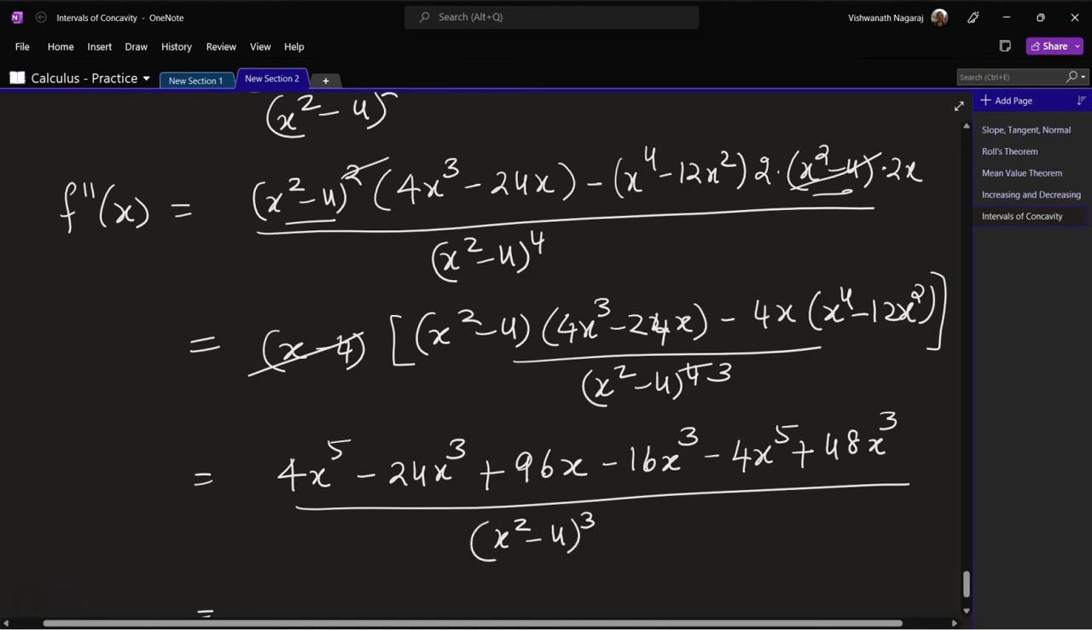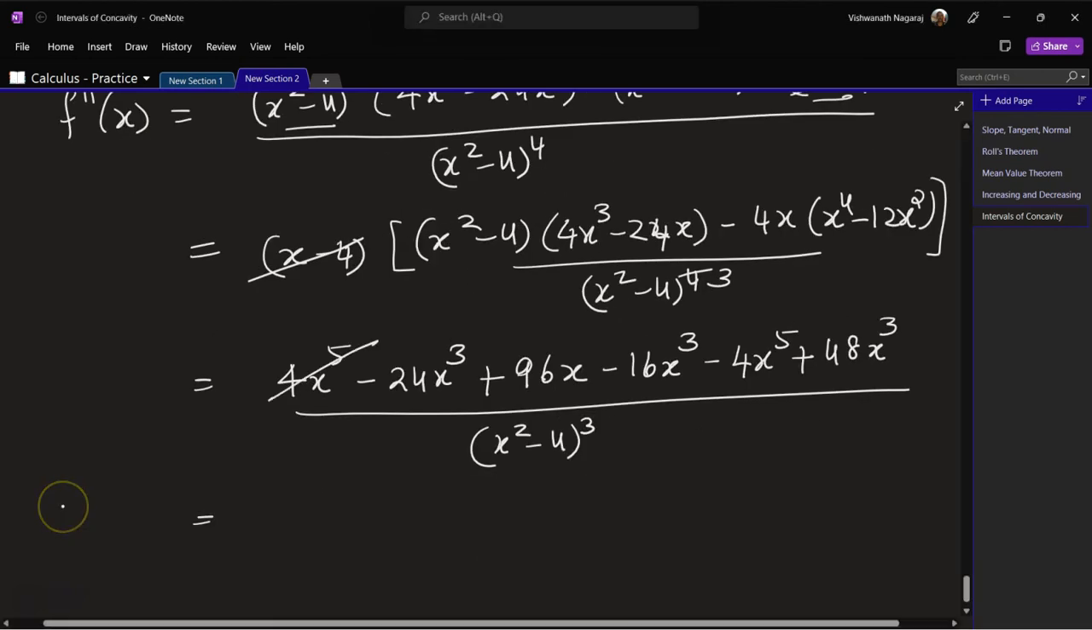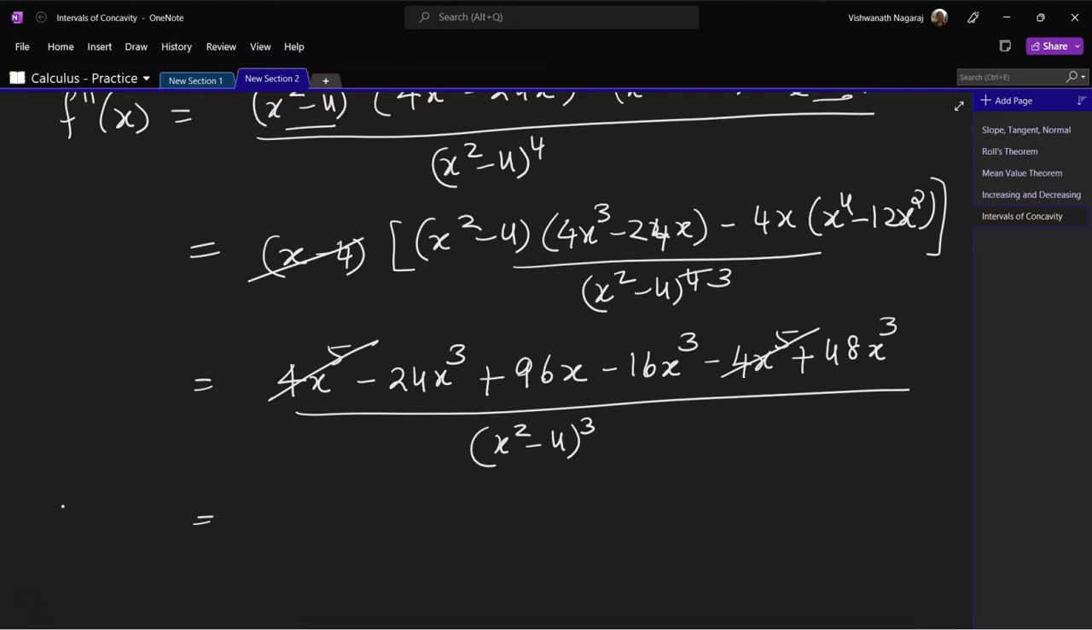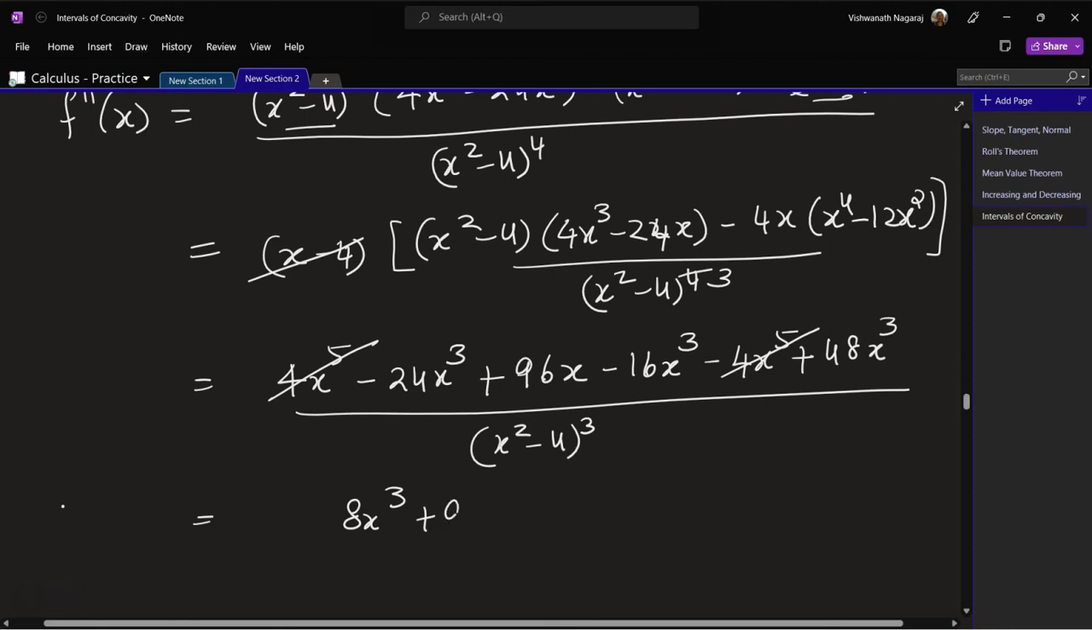So now 4x to the power of 5 minus 4x to the power of 5 cancels. 24 minus 24 minus 16 is minus 40. Minus 40 plus 48 is 8x cube plus 96x divided by x square minus 4 cube.